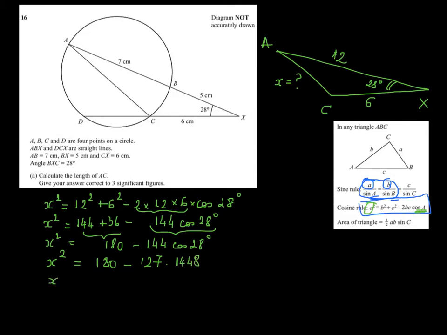So x squared is 52.8552. See how important it is to write all my working, because now I realize that actually I calculated just x squared, and my last step will be to square root 52.8552, and I get 7.27 to 3 significant figures. You lose 1 mark if you forget to square root your second last answer.